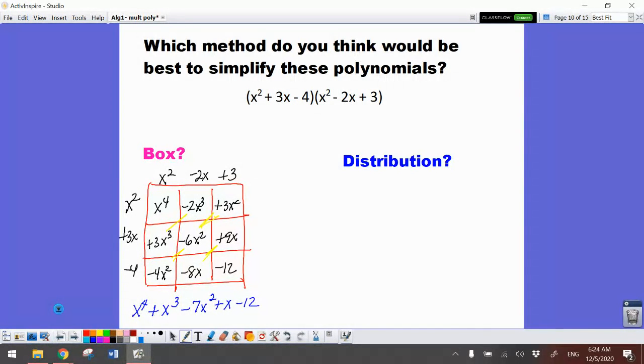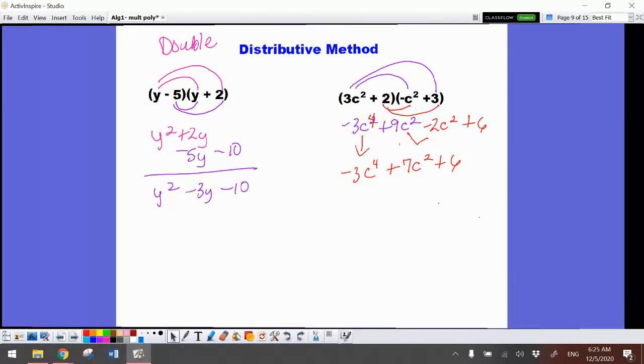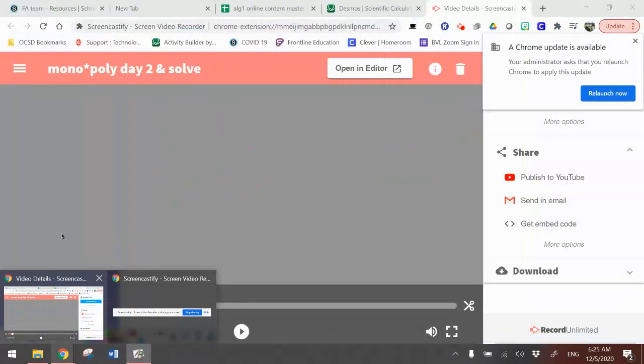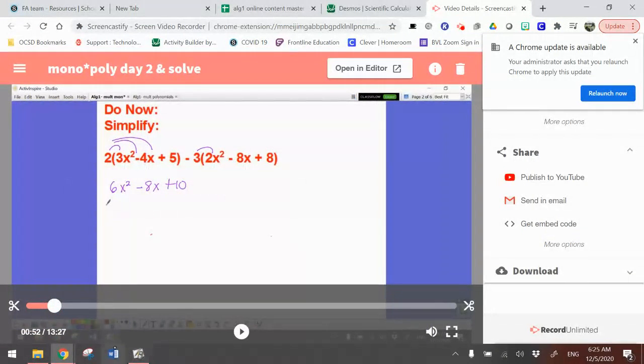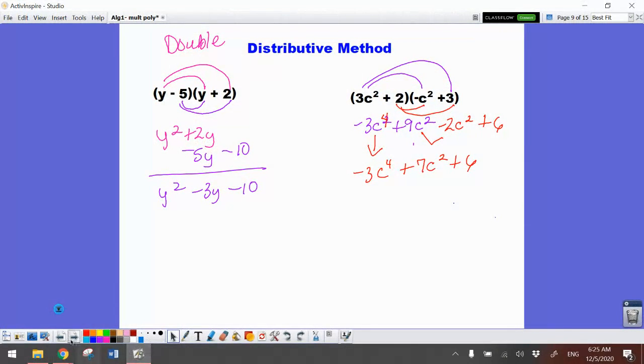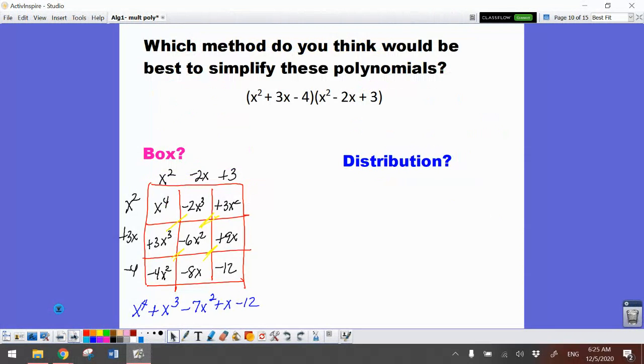Now, some of you are really going to like that method because it's super organized. I don't have to worry about which ones go together. They're in a line. It is entirely up to you which method you use. It's whichever way your brain works best. Oops, let me get back to where we were here. Okay, so if I'm going to distribute, I need to distribute 3 times.